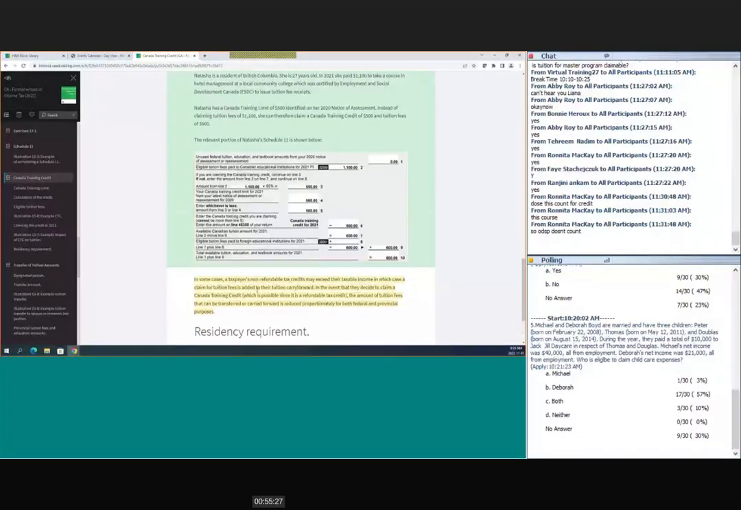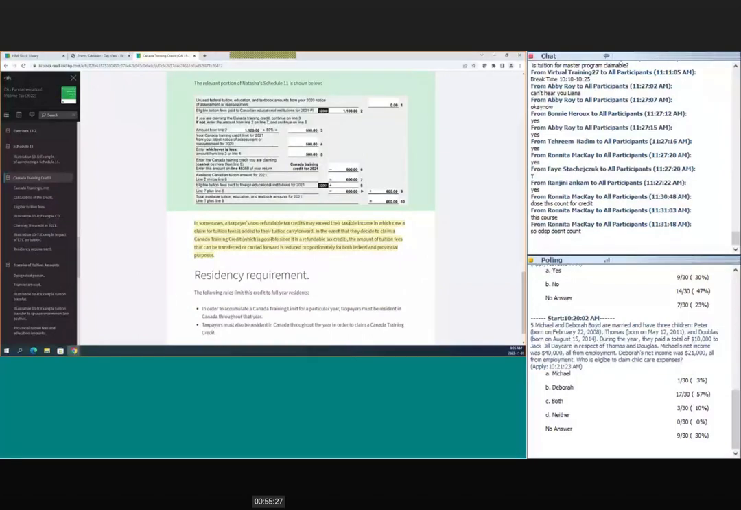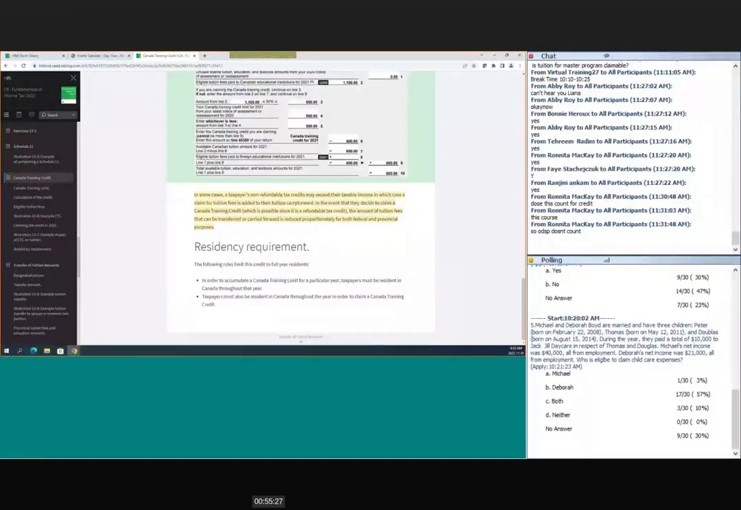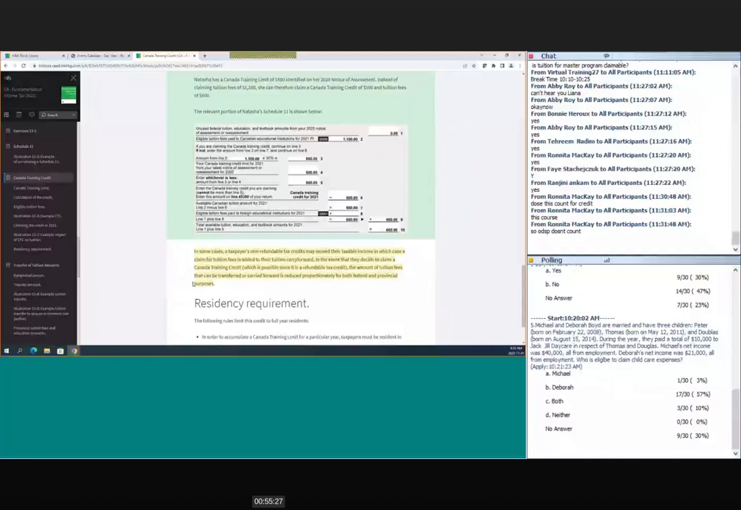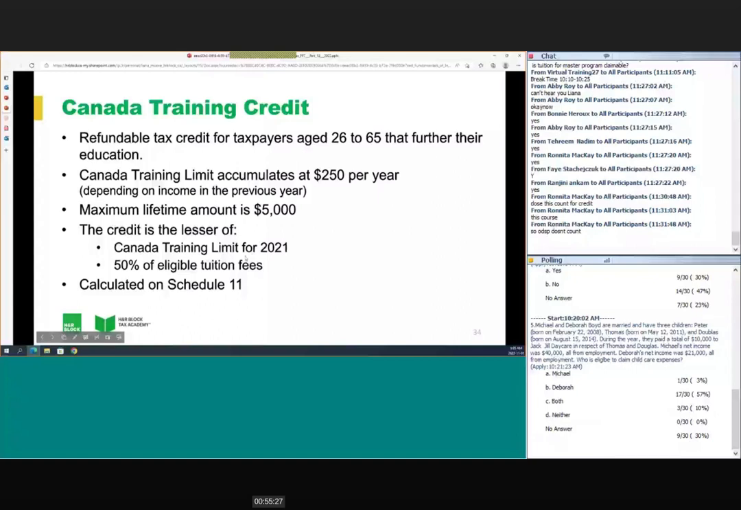So in some cases, a taxpayer's non-refundable tax credits may exceed the taxable income, in which case a claim for tuition fees is added to the tuition carry forward. In the event they decide to claim the credit, the amount of tuition fees that can be transferred or carried forward is reduced proportionally for both federal and provincial purposes. So this is something we see more and more, the interplay between the tuition and the credit. So we're going to move off of that, that's the training limit.